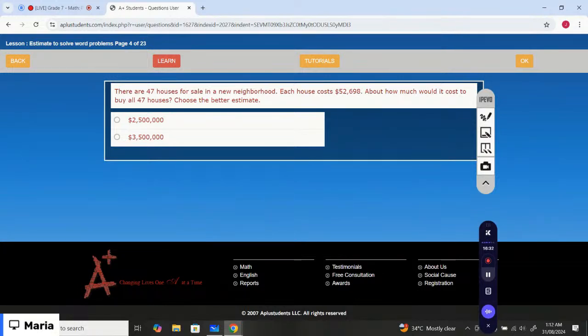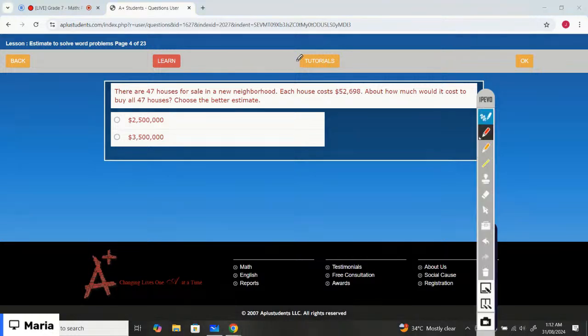There are 47 houses for sale in the new neighborhood. Each house cost 52,698. About how much would it cost to buy all 47 houses? You need to calculate the price of all 47 houses, right? You have to find the better estimate. So one house cost 52,698, right? You need to calculate the price of 47 houses.